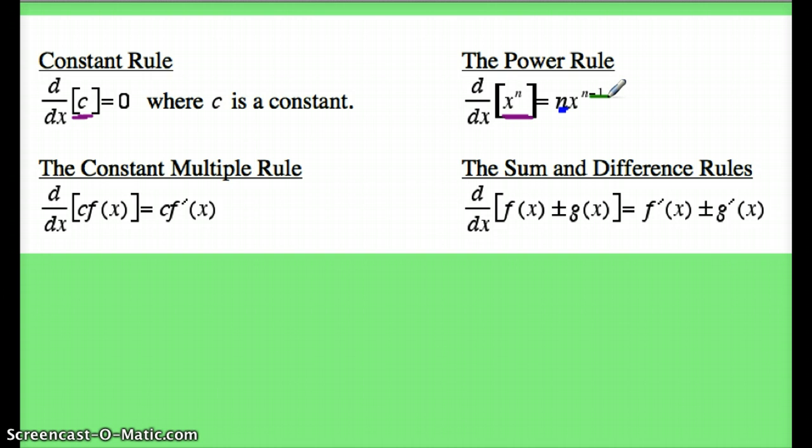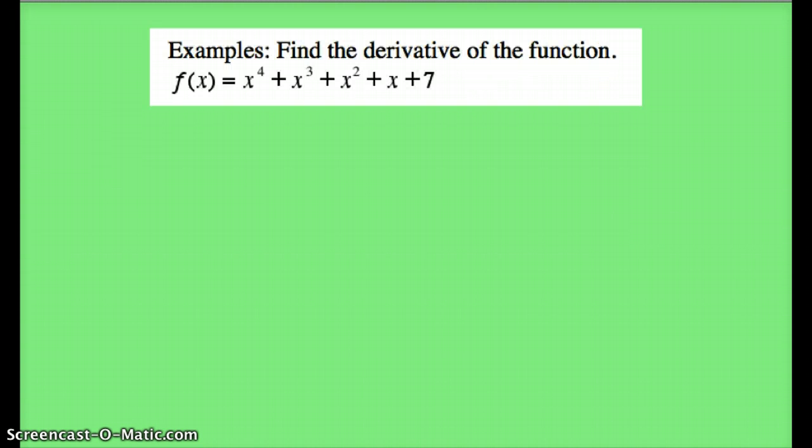The constant multiple rule is saying if I'm multiplying a term by a constant, then all I'm really going to do is keep that constant and multiply it by the derivative. And the sum and difference rules just say that if I have a polynomial with multiple terms, I can just take the derivative of one term, add or subtract the derivative of the next term, and so forth. So let's do a couple examples so you can see how these rules are used.